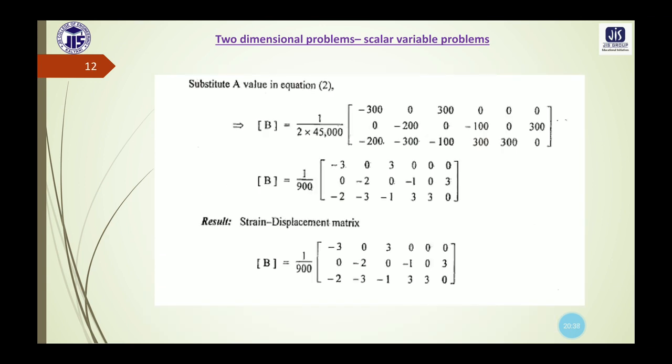Now we need to put this area value of the triangular element in the strain displacement matrix, that is the matrix B formula. Then we get this type of equation. So finally we get the strain displacement matrix. This is equal to 1 by 900 multiplied by this 5 by 3 matrix. So this is the final value of the strain displacement matrix that we have calculated here.